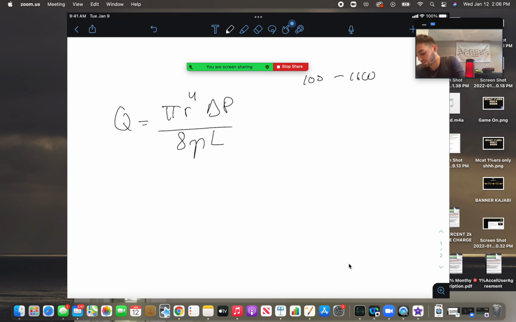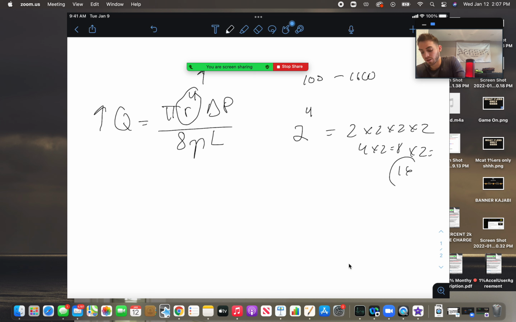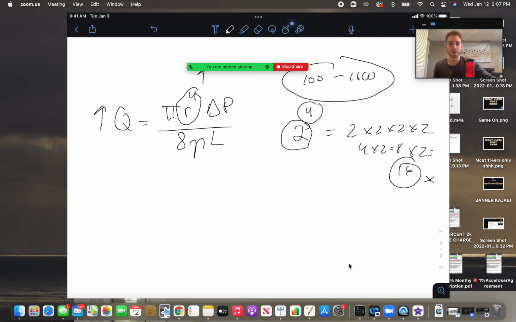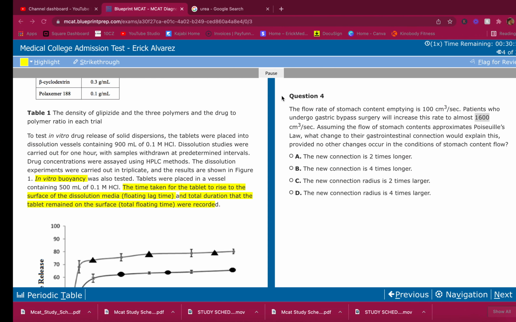So how do we do that? Well, the radius. Since it's on the top of the fraction, when we increase the radius, it's going to increase the flow. Say we multiply the radius by 2. We increase the radius by 2 to the 4th. It's going to be 2 times 2 times 2 times 2. 4 times 2 is 8. 8 times 2 is 16. When we increase radius by a factor of 2, it goes up by a factor of 16. That's what that to the fourth power does. Simple. Easy. Okay, let's keep going.